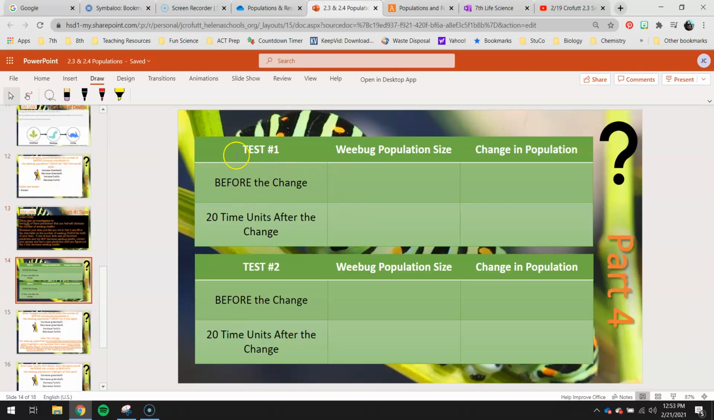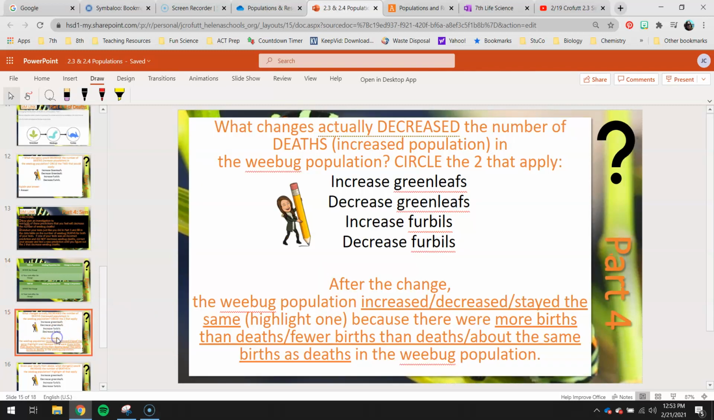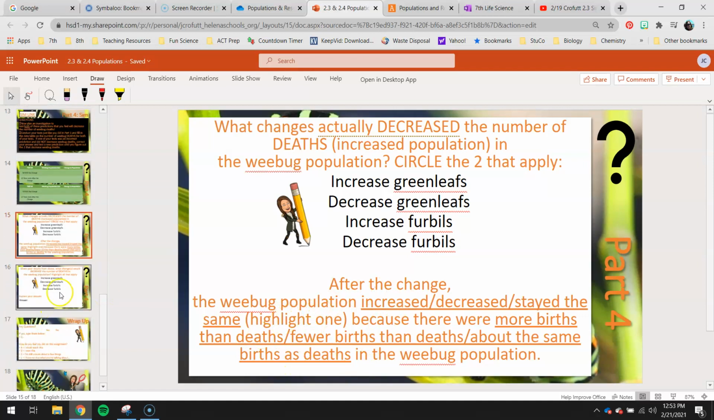So here's your 2 data tables, test 1, test 2. Again, if either of those don't decrease the deaths and increase your WeBug population, then go back and redo them, collect new data. And then finally, what changes actually did that? Okay, so what did you come up with for your 2 final answers? And then after the change, the WeBug population either increased, decreased, or stayed the same because there were more births and deaths, fewer births and deaths, or about the same births and deaths. So you have 2 things to circle on this.